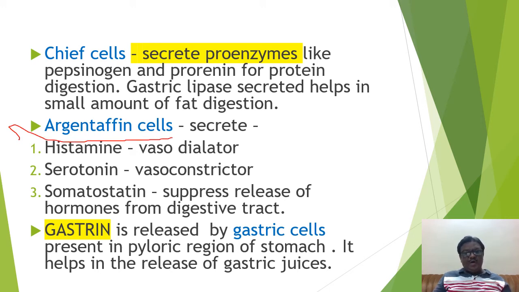These cells have an endocrine function. These argentaffin cells secrete histamine, which is a vasodilator. Another secretion from these cells is serotonin, which is a vasoconstrictor, and somatostatin suppresses the release of hormones from the digestive tract. Now gastrin is released by the gastric cells present in the pyloric region of the stomach. It helps in the release of gastric juices.